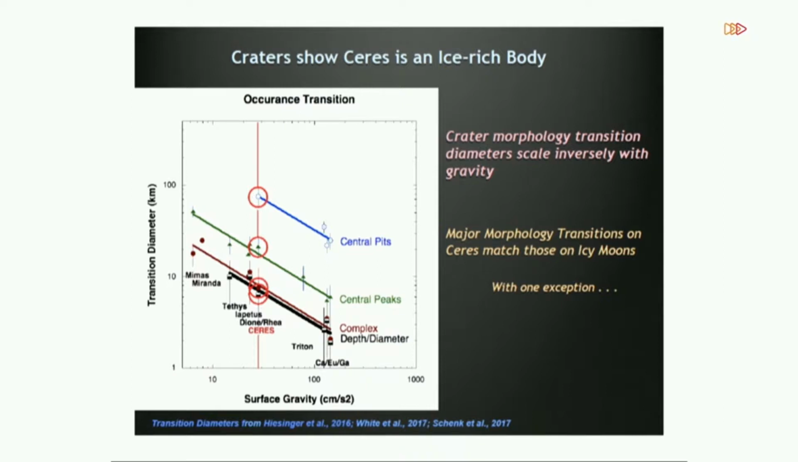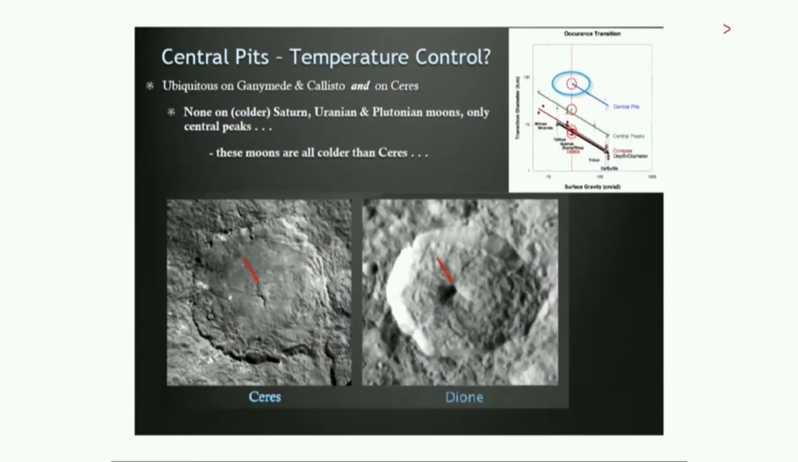There is one exception to this rule, however, and that is the Saturnian and Uranian and, as it turns out, the Plutonian moon as well. When you look at those craters on the plot, you don't see any of the Saturnian satellites plotted here. That's because there is no transition to the central pit. You just don't see them. Even in craters larger than 300 to 400 kilometers across, there's actually only one on Tethys, that's Odysseus, that has a central pit morphology, and that's like 425 kilometers. It's off scale here. So instead, you see just central peaks all the way through to the largest diameters.